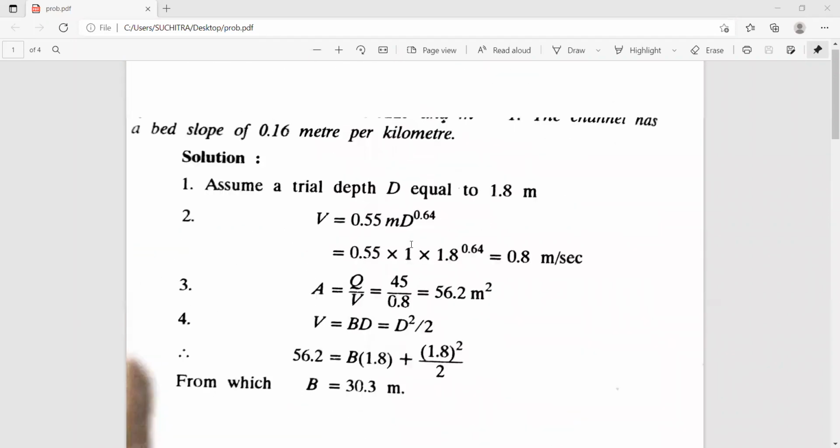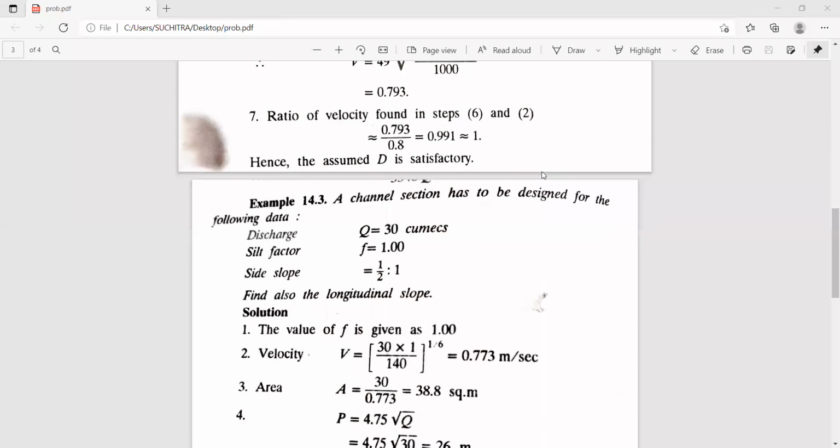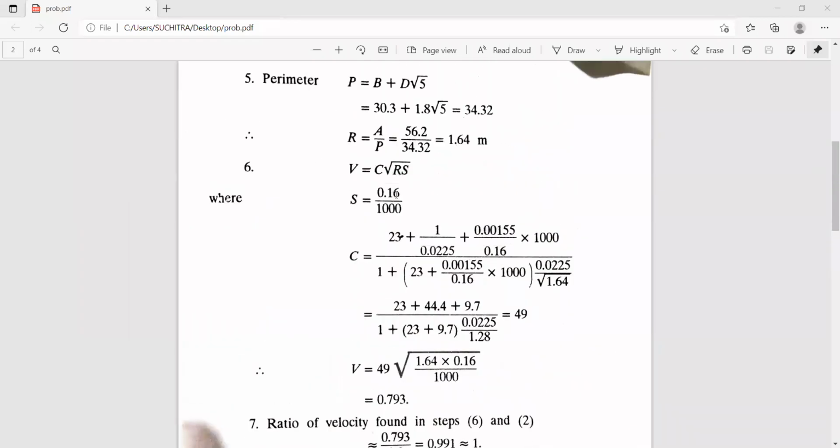So now in the given problem, the longitudinal bed slope, the value of S is given. That is 0.16 per kilometer. That is 0.16 divided by 1000. Correct? So 0.16 divided by 1000. Now we have to calculate this constant value from Kutter's equation. So this is the Kutter's equation. Already we have discussed here. So here 23 plus 1 divided by n, plus whatever the value you get here. So all the values you have to substitute here. That is 0.00155 divided by S.